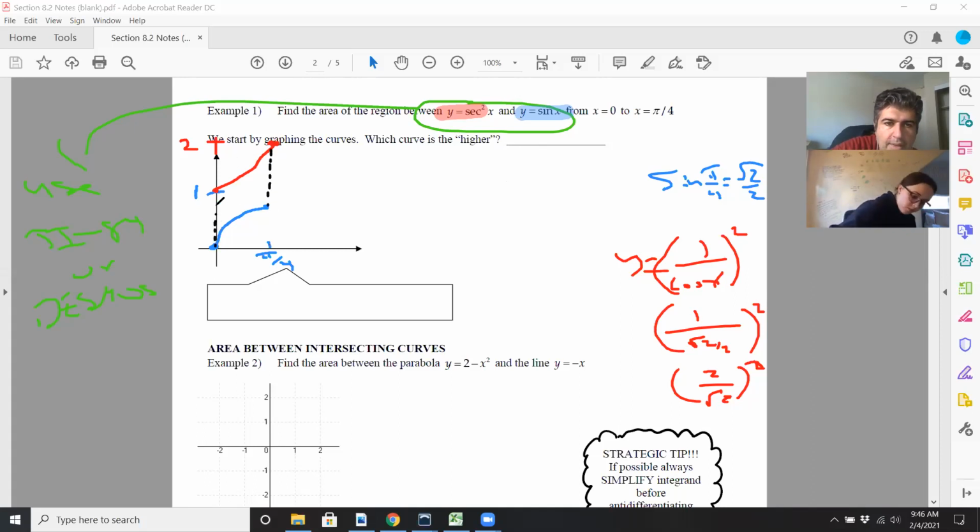So I want to find this area. I'll shade it in yellow. We can use calculus to find that area. Why does this matter? Why do we care about this?